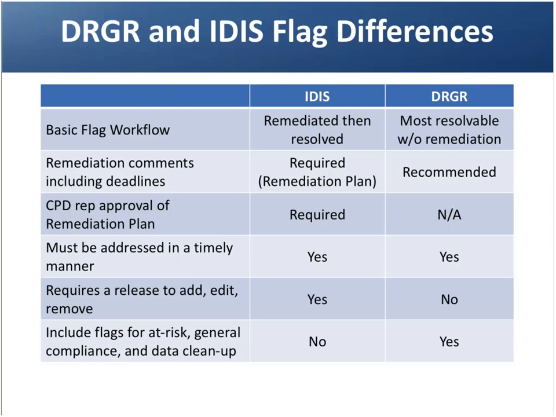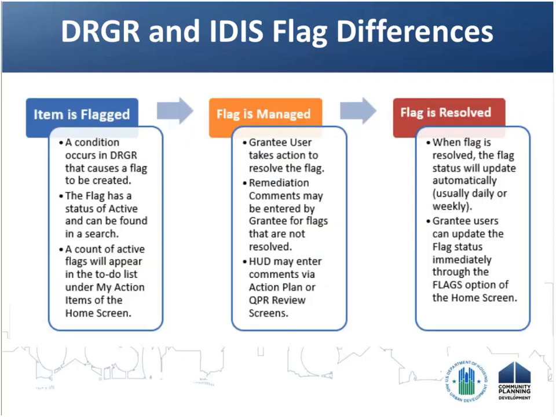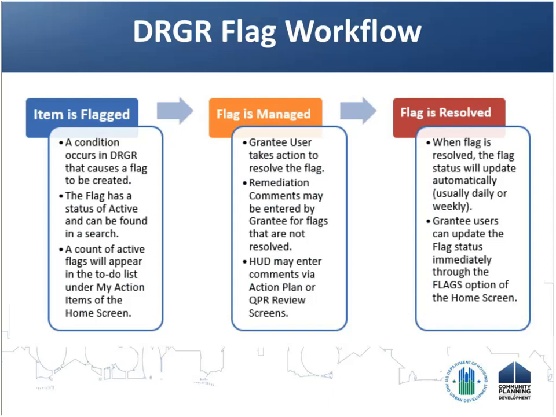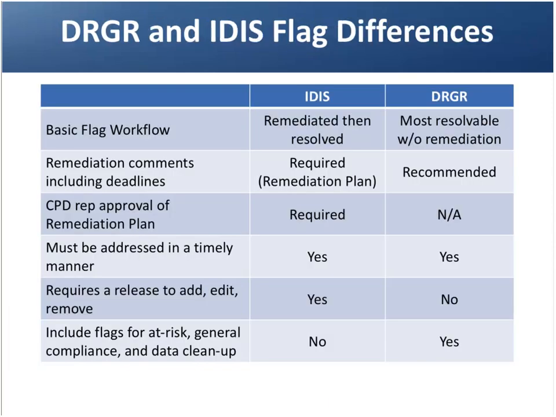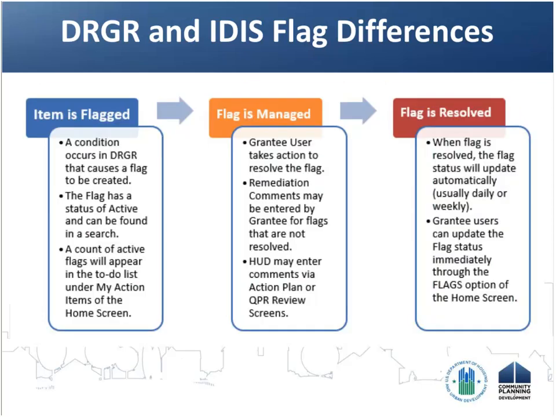And finally, DRGR versus IDIS: DRGR includes flags for at-risk, general compliance, and data cleanup. Again, IDIS has primarily compliance-based flags from the statutes and regulations, whereas in DRGR, we have a variety of flags ranging from at-risk to general compliance to data cleanup, and those are all tagged appropriately or identified in the DRGR system. So when you're trying to determine the level of severity of a flag, you may look at whether it's an at-risk flag, a compliance flag, or a data cleanup flag.